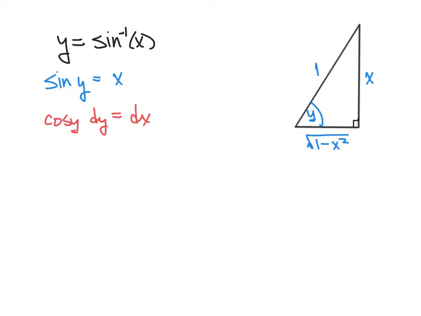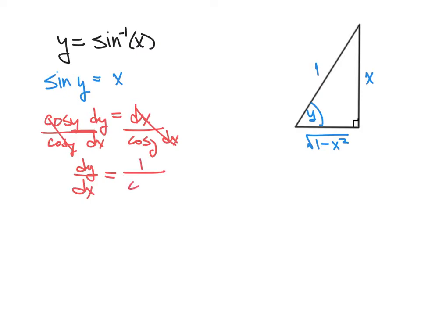We do our 2 steps of division to rearrange. So I'm going to divide by cosine of y to get this one to cancel. And I'm going to divide by dx to bring the dx to the other side. And what we're left with is, of course, dy dx is equal to the reciprocal of cosine y, or secant of y, however you want to look at it.